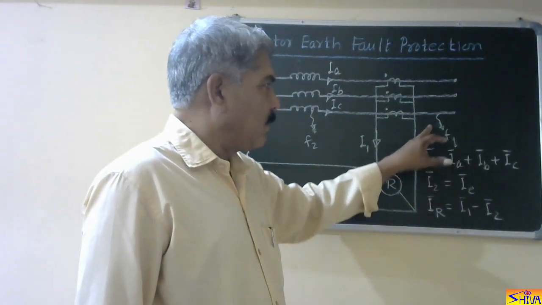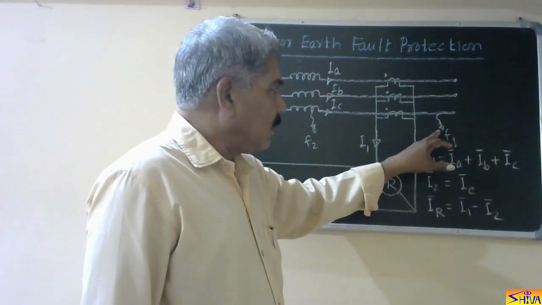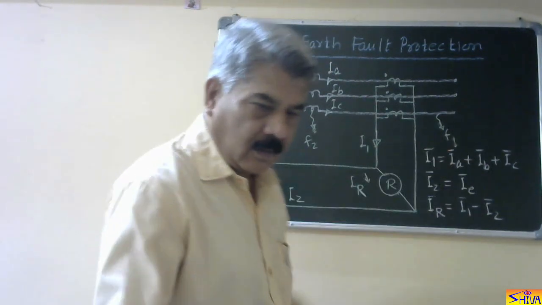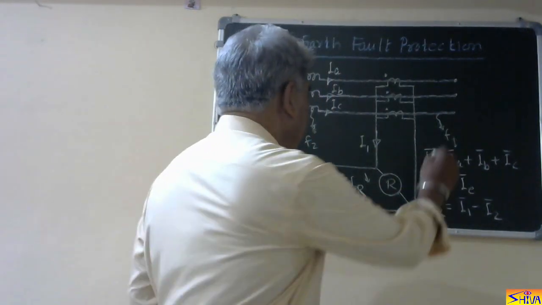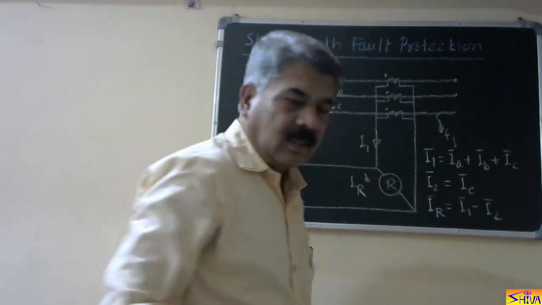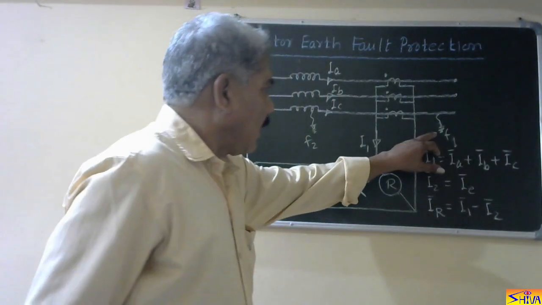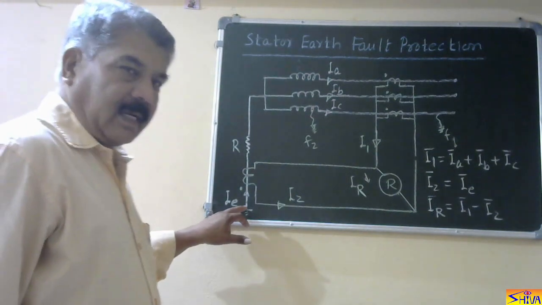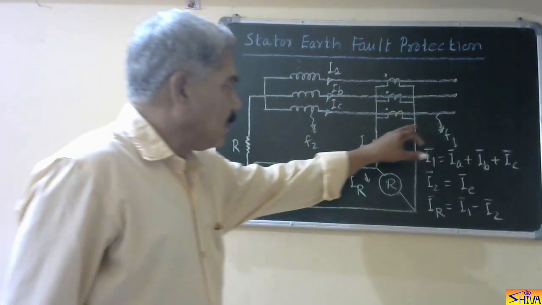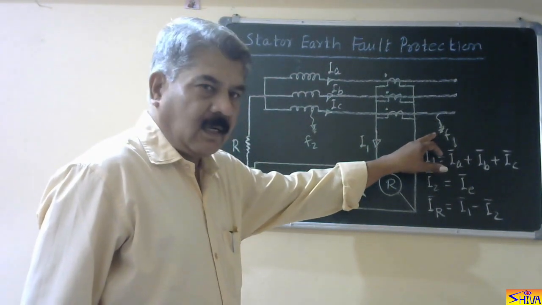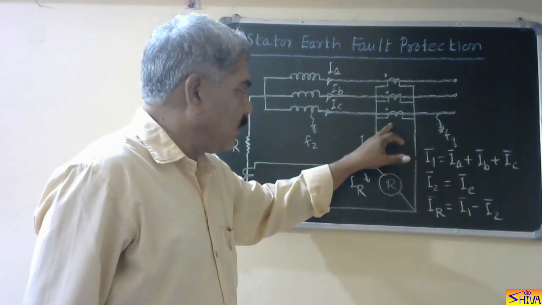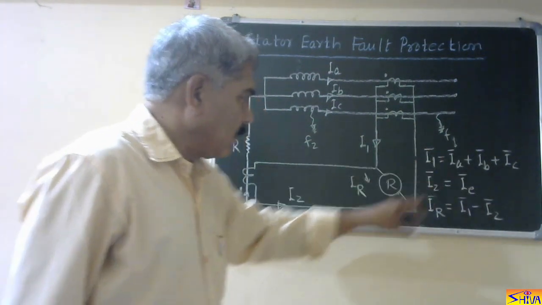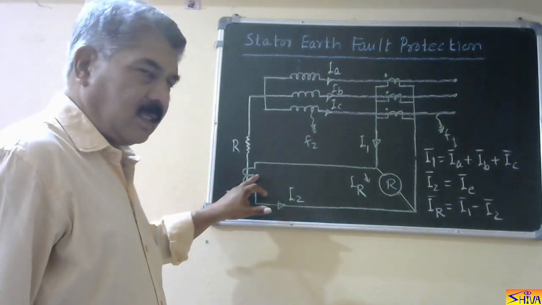So I1 will be equal to IF1. Now this earth point, let me show the earth point. This is earth point, and this earth point, they are connected. So what is happening? The fault current which is flowing through this fault, that is also flowing through this residual circuit. The same current is flowing through this circuit.